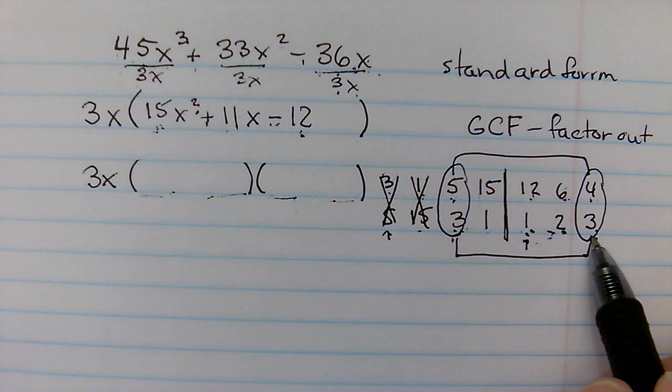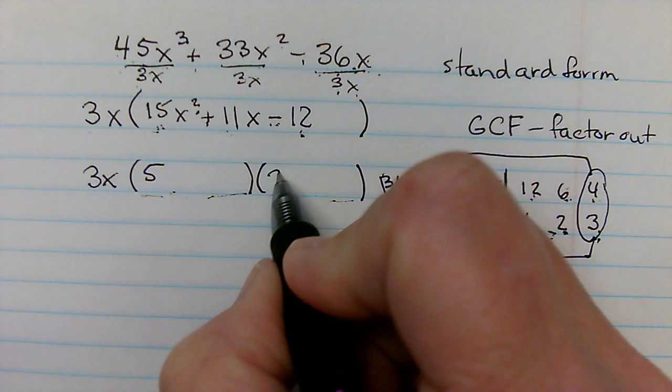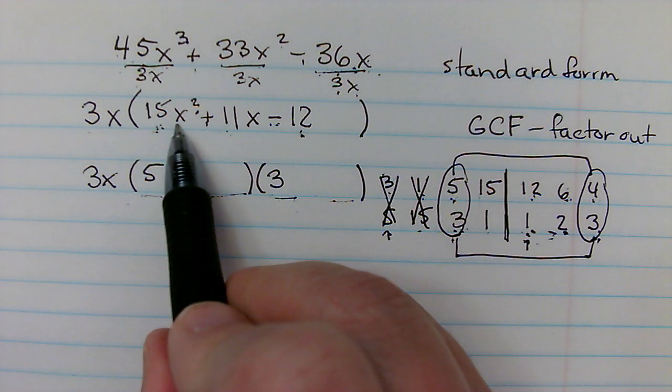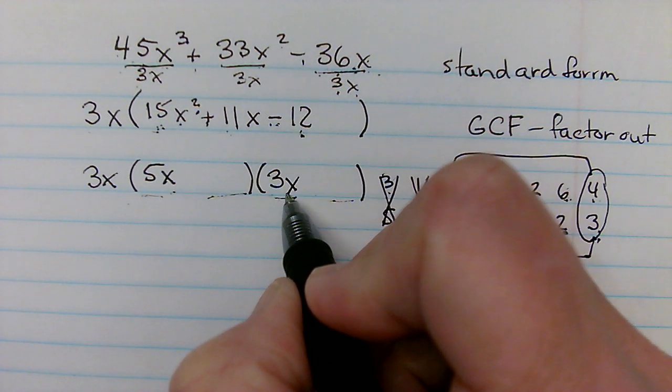4 and the 3. So I'm going to put the 5 and the 3 on the left side of the two sets of parentheses with whatever variable was squared here, but not squared because we're going to multiply those together to make it squared.